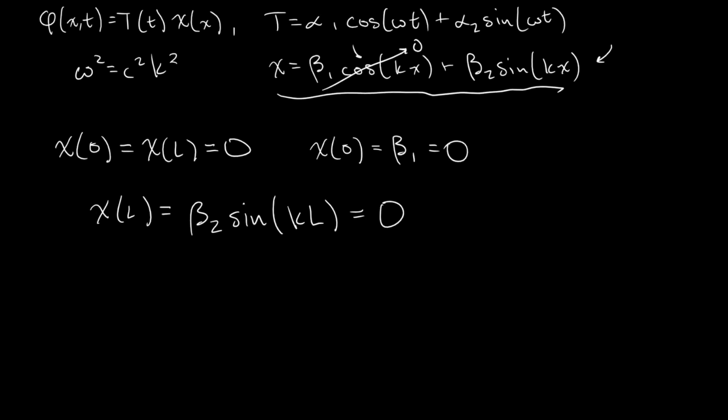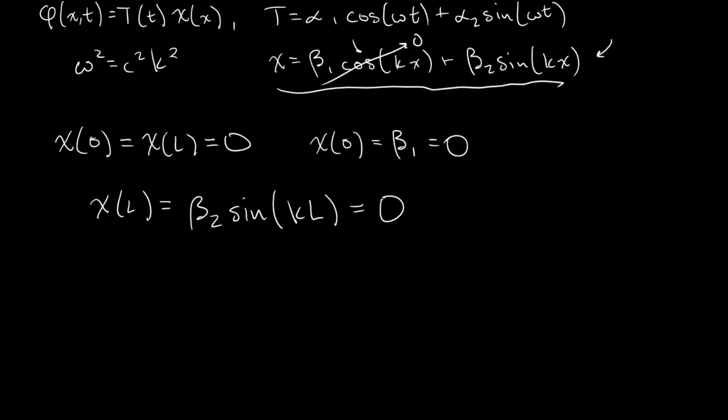Okay, so there's a couple of choices here which we can do. We can, of course, choose beta 2 equals 0, which is the incredibly boring solution, in that nothing ever happens on our string. The amplitude everywhere is always 0. So that's not really what we want. We want something interesting, something that will give us interesting dynamics.